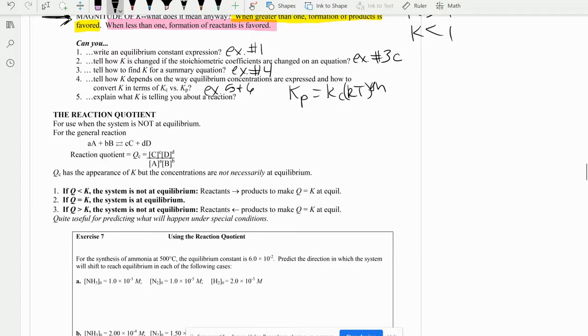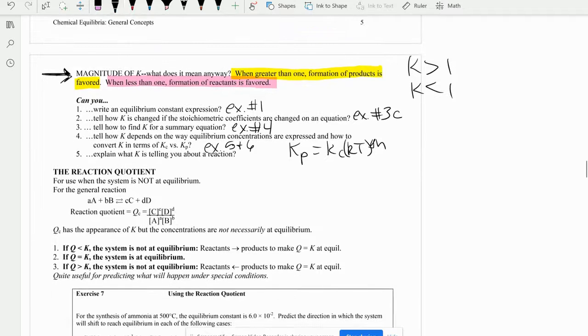Last but not least, number 5: can you explain what K is actually telling us about a reaction? And that goes back to the magnitude of K. What does it mean when K is greater than 1? What does it mean when K is less than 1? So right now, if you can do these 5 things, awesome. You're ready to move forward.